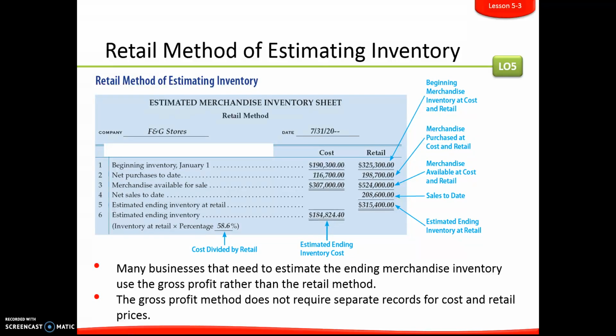Now, most businesses that need to estimate typically use the gross profit method because it doesn't require us to keep separate records for everything. However, you do have the option to do the retail method. It is still GAAP approved. So we are going to practice that one as we go in this chapter so that you are aware of it.